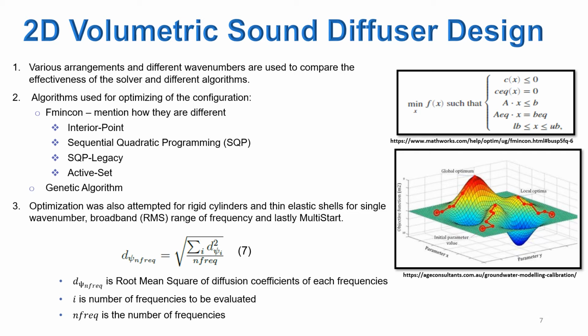The algorithm that is used is sequential quadratic programming, SQP, and some different algorithms have also been used for comparison, such as active-set, interior-point, and SQP legacy. These algorithms are used for simulation of single frequency optimization, broadband range optimization, and multi-start. Broadband optimization will optimize the root mean square of the diffusion coefficient over broad ranges of frequencies.